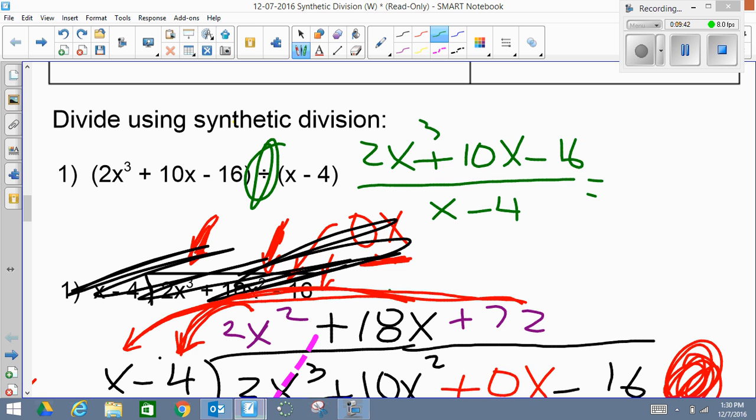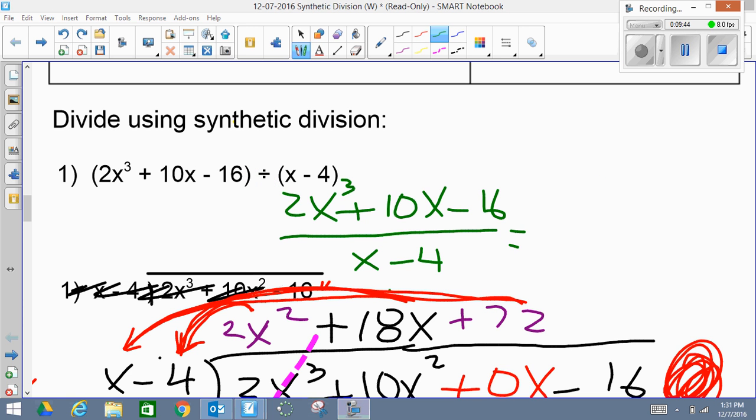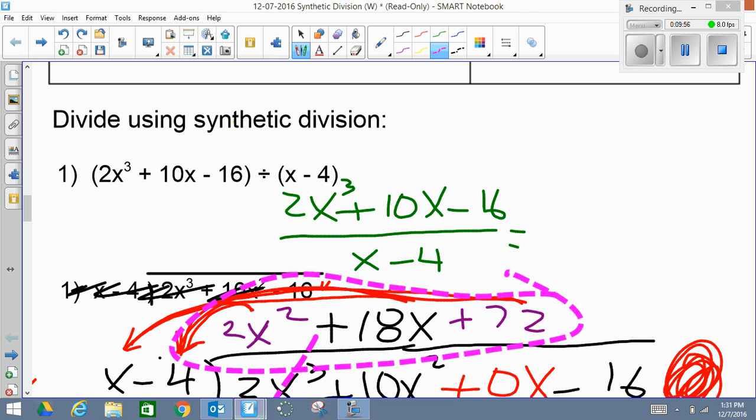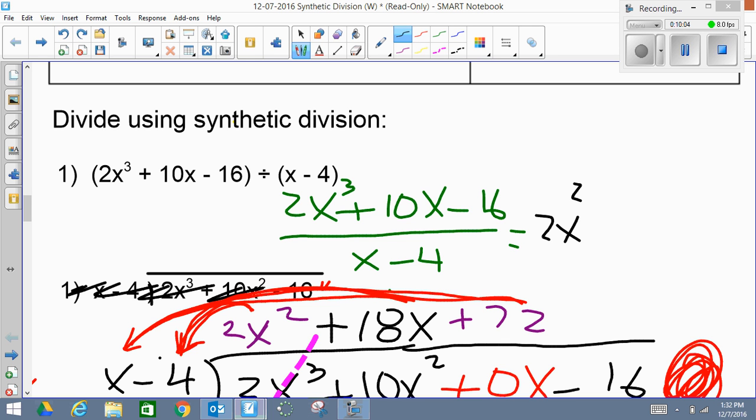So I just move everything a little bit to the side. So again, 2x cubed plus 10x minus 16, which is on the top, divided by x minus 4 is equal to, let's take my answer from here, and then we do the remainder. So that's going to be equal to 2x squared plus 18x plus 72 plus your remainder.